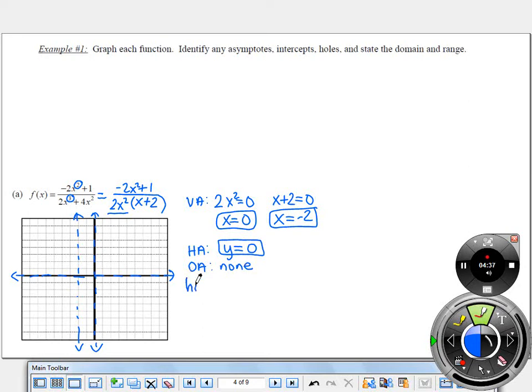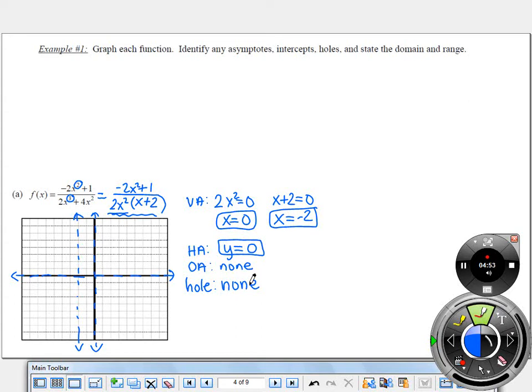A hole in our graph would occur if there was something like a vertical asymptote, like these factors that we saw in the denominator, but one got canceled out. And since we didn't have any factors that cancel here, we don't have any holes.